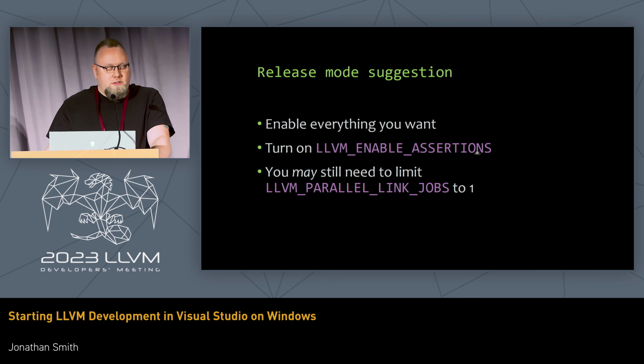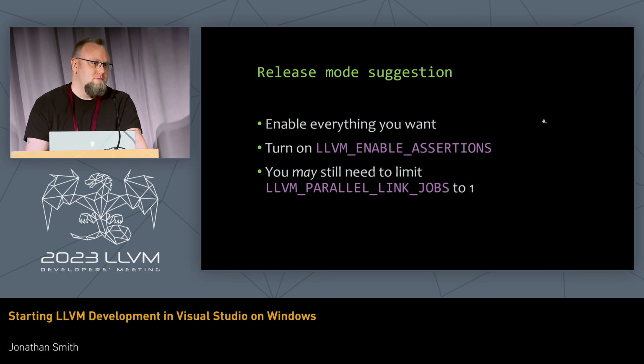I like to enable assertions. That's more of a personal choice, but I like to be able to add assertions and have things fail if I need them to. And again, the ultimate CMake configuration variable, LLVM parallel link jobs, you still may need to set that to 1. Does anyone have any questions so far?